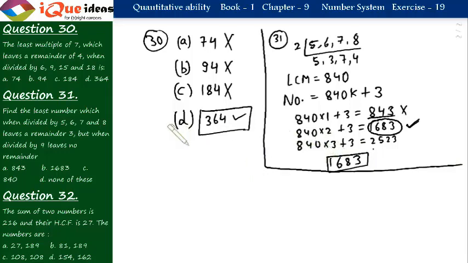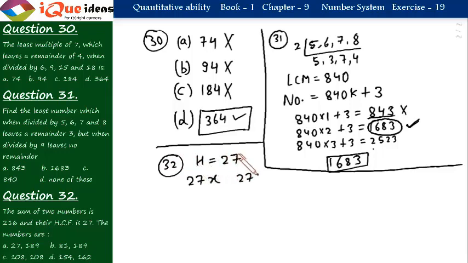Okay. Now let's take question number 32. It says the sum of two numbers is 216 and their HCF is 27. So the numbers can be taken as 27x and 27y, because we have to take two numbers and their highest common factor is 27. Right? So basically the first number can be taken as 27 into x, where x can be anything, and the second number can be taken as 27 into y, where y can be anything. The only condition is the highest common factor between 27x and 27y should be only 27. That means x and y should not have anything in common.